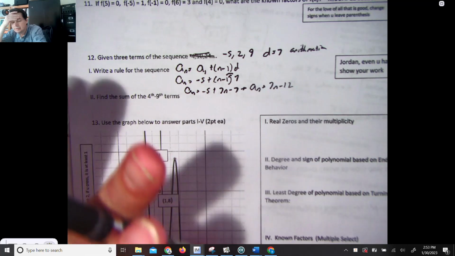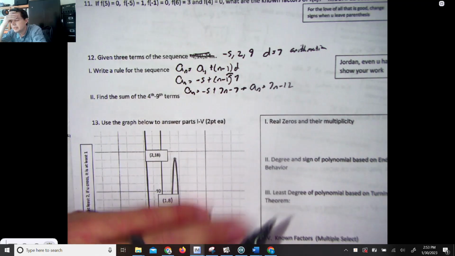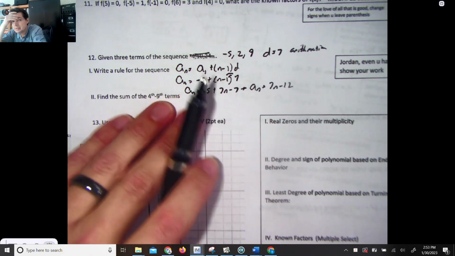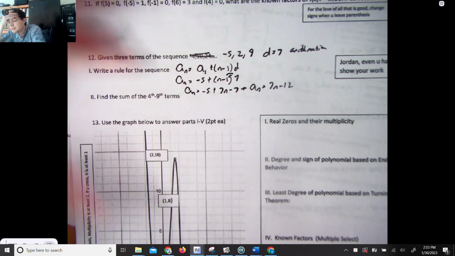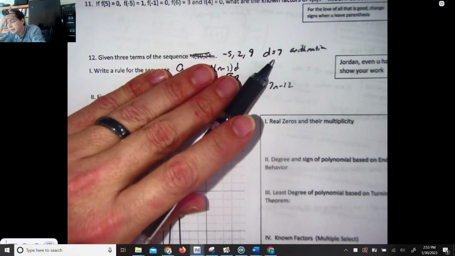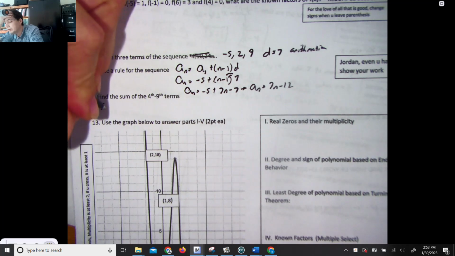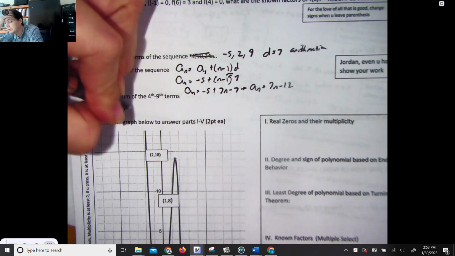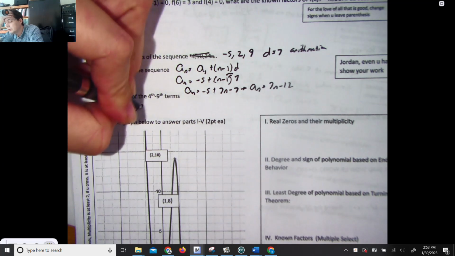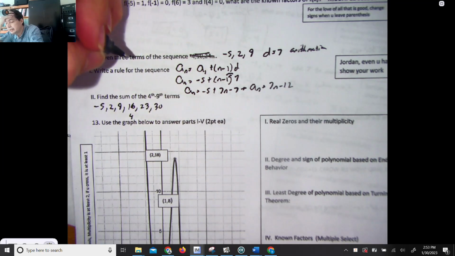I did this one. I need to make these so that you can do it easy and then you can use a formula, because I know the EOC, sometimes they put easy stuff on these. So find the sum of the 4th through 9th terms. As soon as I figured out that I was adding 7, I could just go ahead and write down the whole pattern. Next one would be a 16, a 23, a 30. By the way, it's the 4th through the 9th.